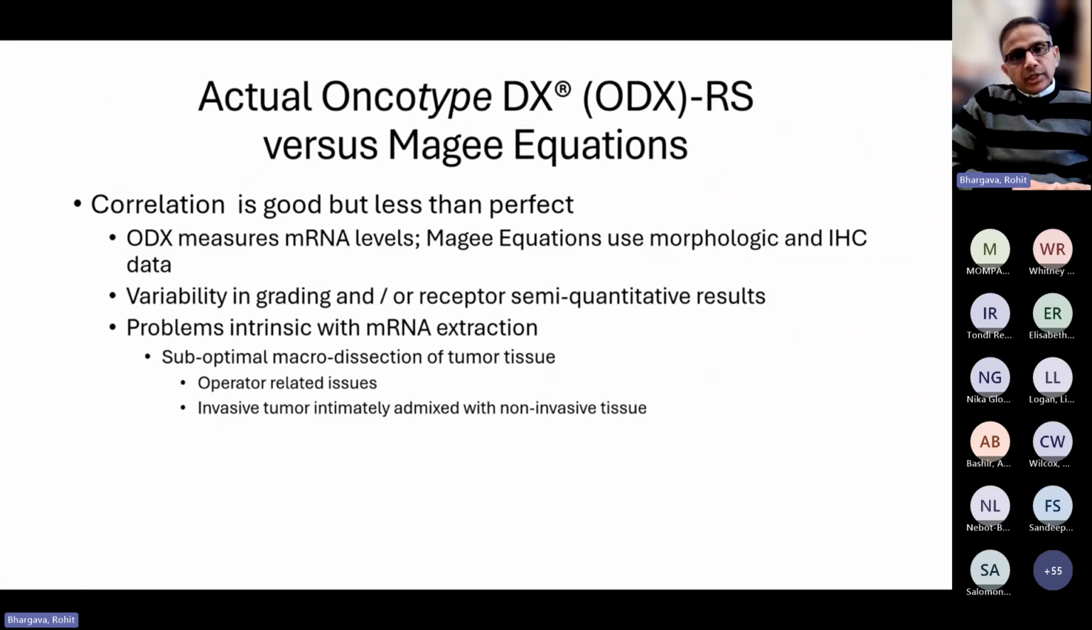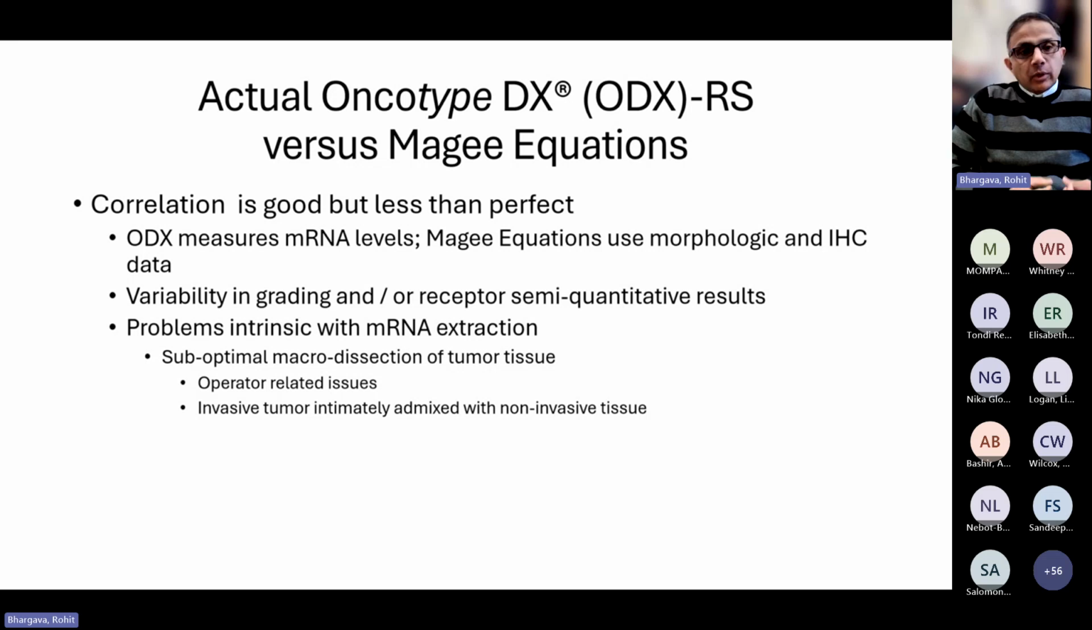So correlation is good between Magee equation and the Oncotype DX recurrence score, but it's less than perfect. And we never strive for perfect here because these are two different methodologies. Oncotype is measuring mRNA levels. Magee equations are using morphologic and immunohistochemical data. And we do recognize that there can be some variability in grading or even with semi-quantification of receptor results, which can alter the results by a few points.